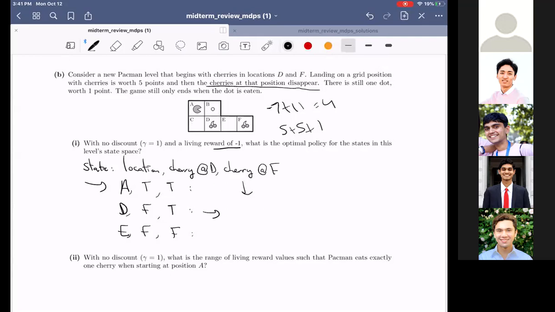Okay, and the last one is E, F, F. So basically, there are no more cherries and we're at E. Then you want to get out as soon as possible because there's a negative living reward, so you just go left.